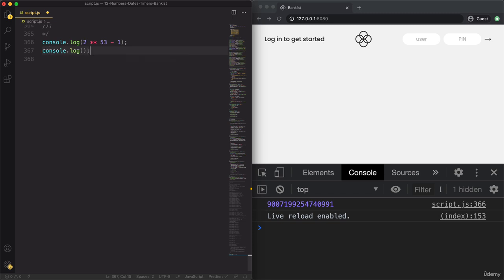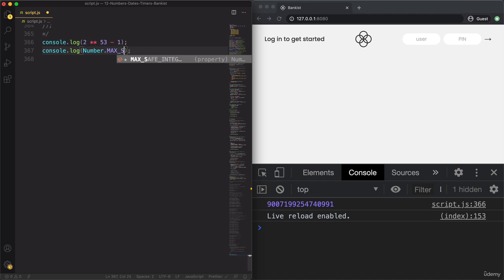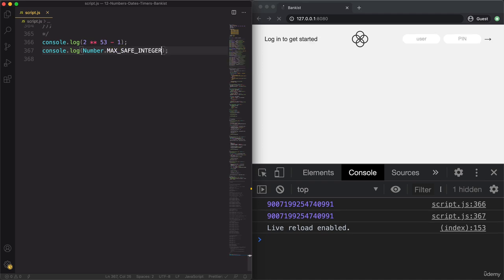And this number is so important that it's even stored into the Number namespace as MAX_SAFE_INTEGER. So this gives us the exact same number. All right. So any integer that is larger than this is not safe. And that means it cannot be represented accurately.